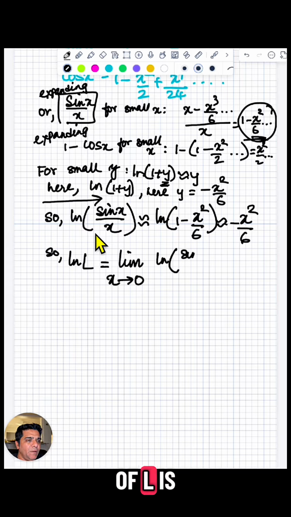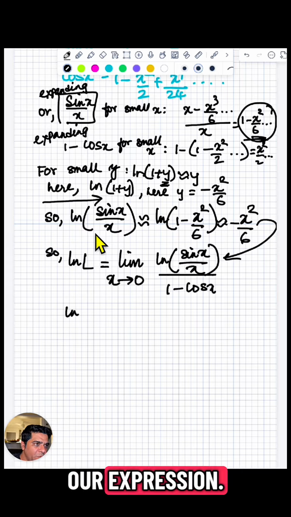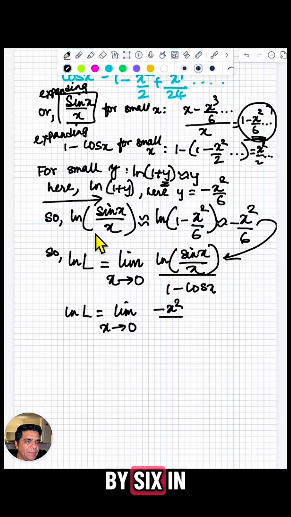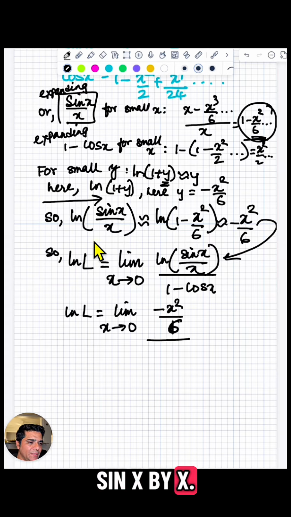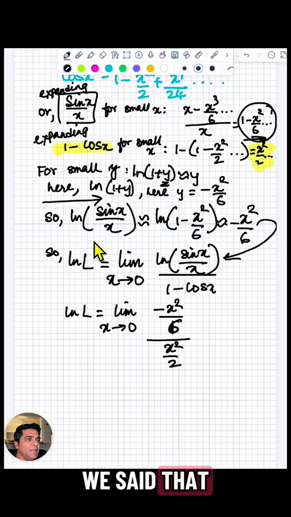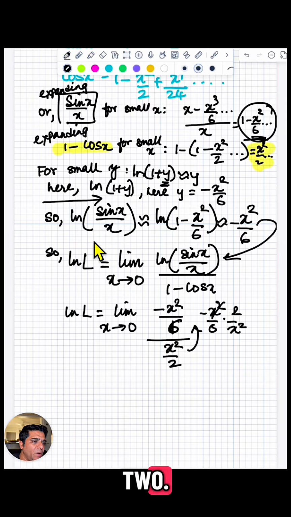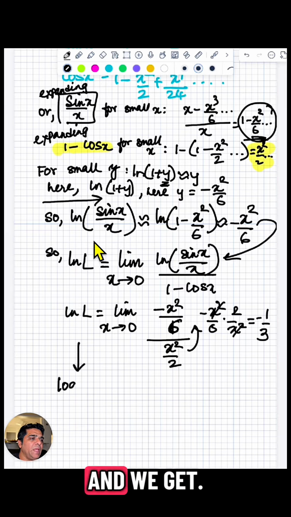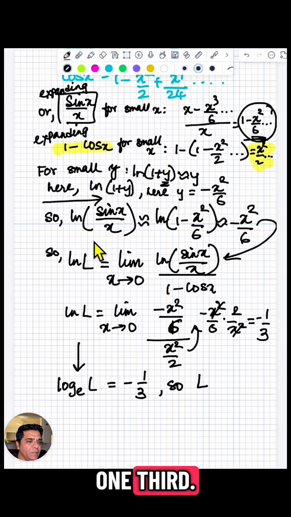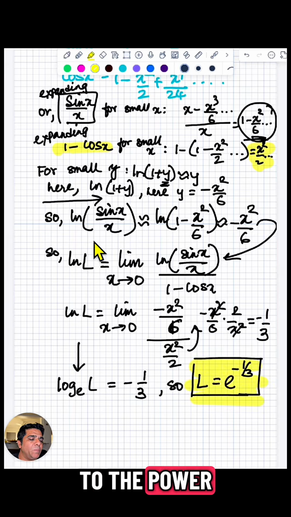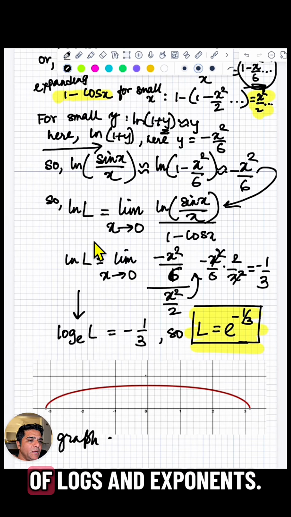Then ln of L is the limit as x approaches 0 of our expression. I'm going to substitute negative x squared over 6 in place of ln(sin x over x). And then we know 1 minus cosine x, we said that was x squared over 2. And then we just do the math and we flip that, we get negative 1/3. So ln L is negative 1/3. So L, the limit, is e to the power of negative 1/3, using the laws of logs and exponents.